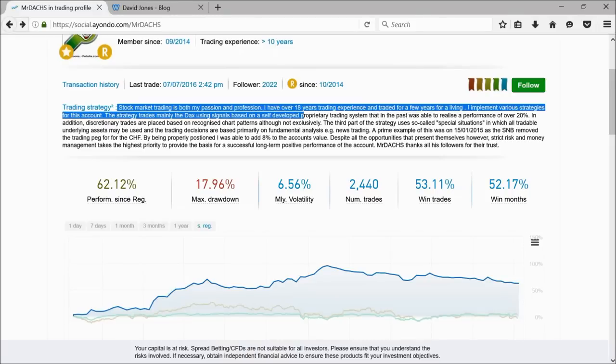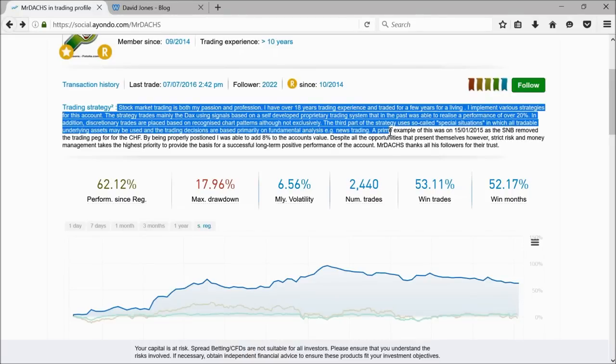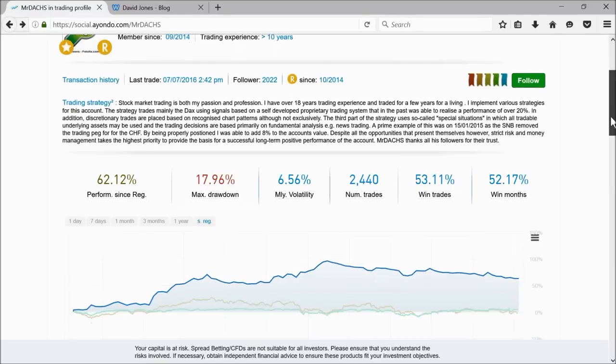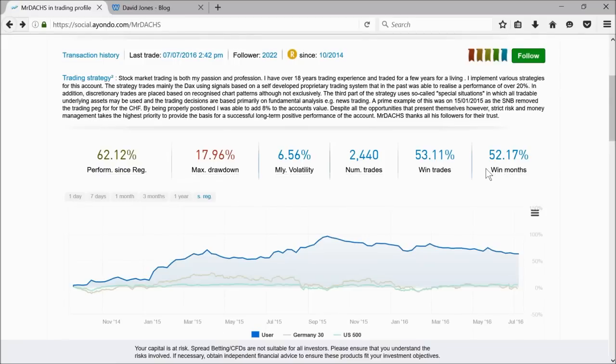And here's a description of the strategy that this person uses. Performance since registered, 62% since he's been a member. Maximum drawdown, monthly volatility, number of trades, win months. Okay, so it's win trades, just over half of this person's trades end up being profitable, and just over half of the months that this person trades in have been profitable months.